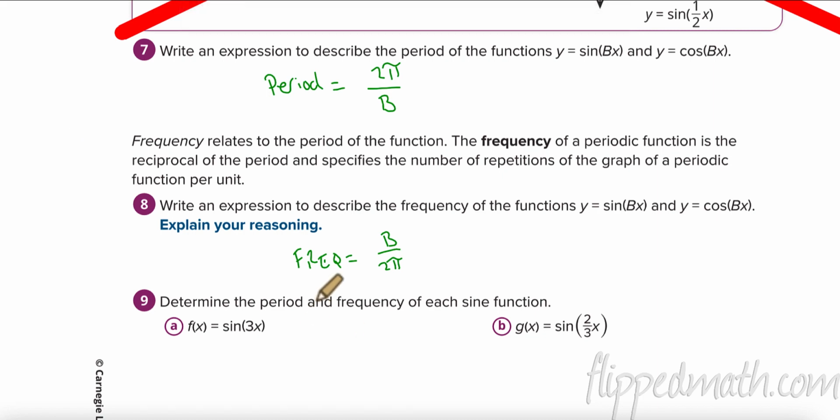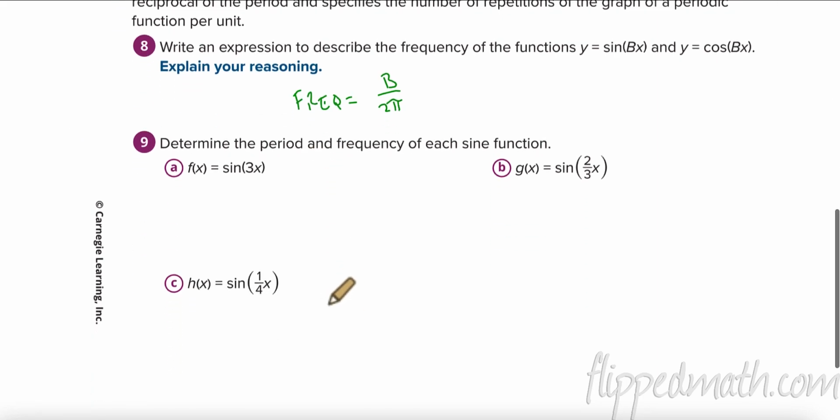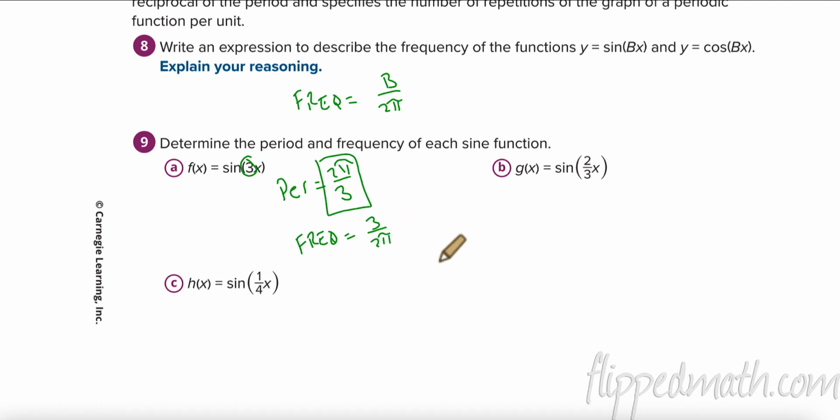All right. So down here it says determine the period and frequency of each. So I know b is 3. So I know my formula for period is 2 pi divided by b. So my period here is just very simply 2 pi over 3. My frequency is going to be the inverse of that, right? So it's going to be 3 over 2 pi.